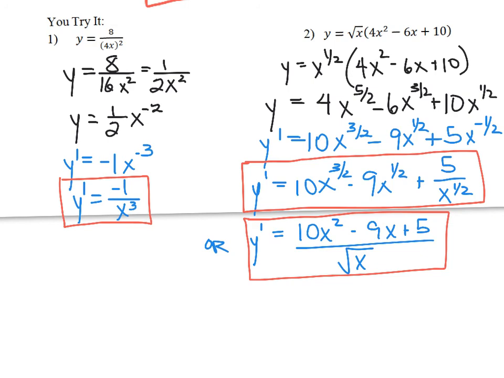Rewriting this answer, I've rewritten it in 2 different forms. The first answer, I just moved the x to the 1/2 underneath the 5 so that it would have a positive exponent. Or, if you want to put these 3 terms together with a common denominator of radical x, I need to multiply the 10x to the 3/2 by radical x on the top and the bottom and get 10x squared over radical x. Also multiplying the 9x to the 1/2 on the top and the bottom by x to the 1/2, and that gives me 9x over radical x, plus the 5 already has the radical x in the denominator. So either of those last 2 lines would be correct and equivalent solutions.